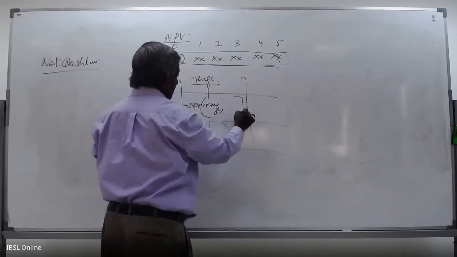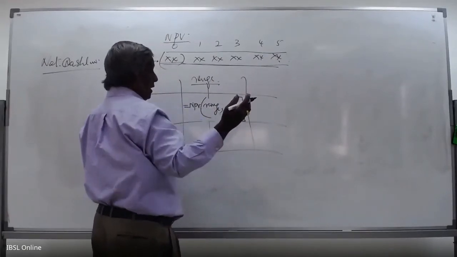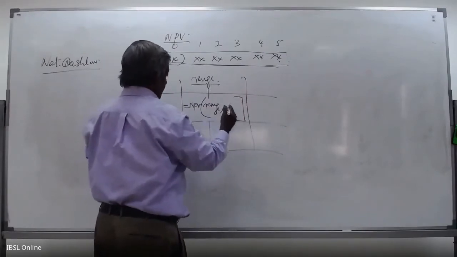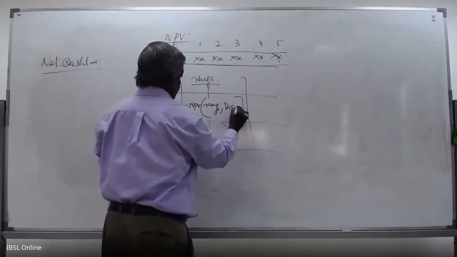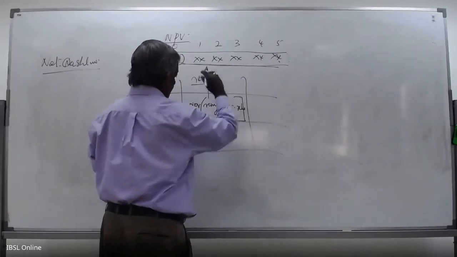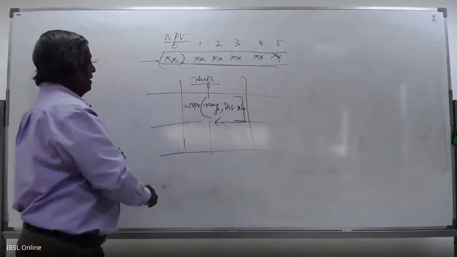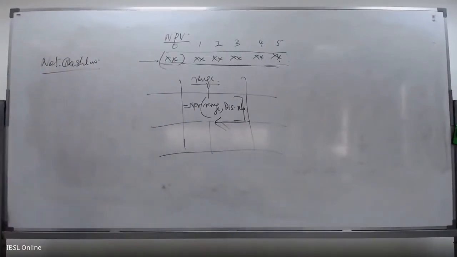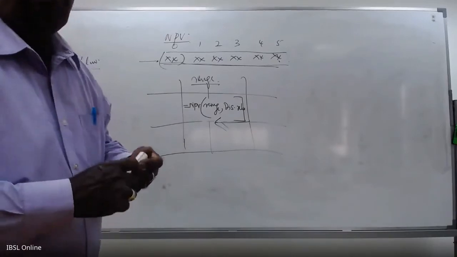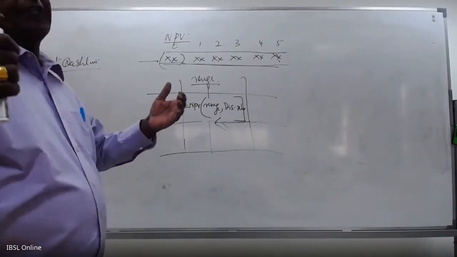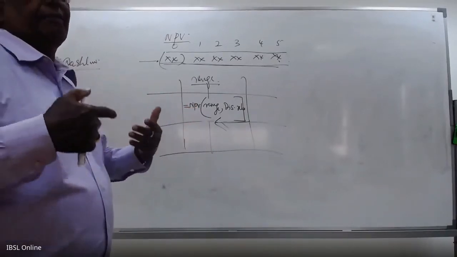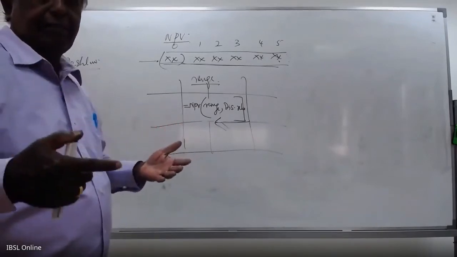Then it will ask what is the discount rate. You give the discount rate. Bracket close. And there you will get the answer. What is the NPV? It is negative or positive. Depending on that answer, if it is positive, you may decide it's a worthy project. If it is negative, not a worthy project.